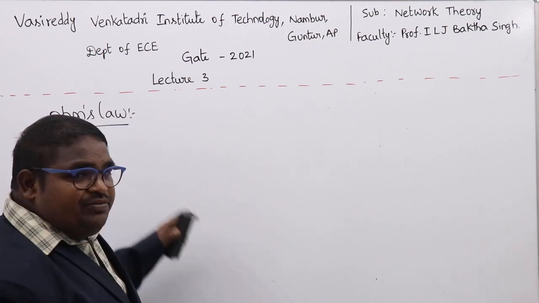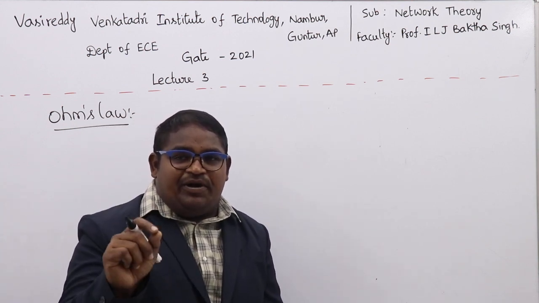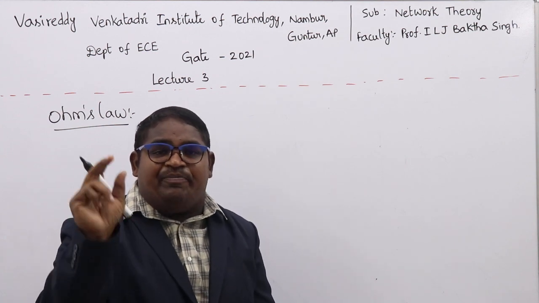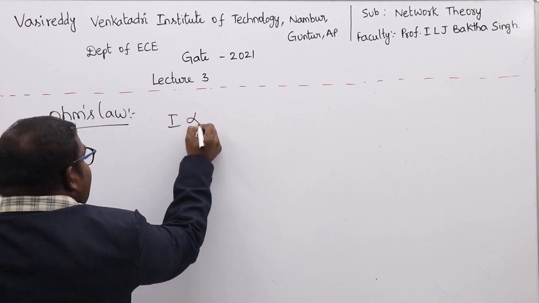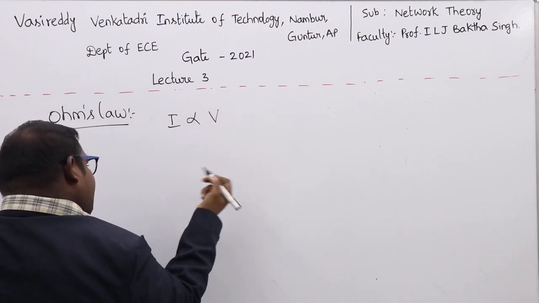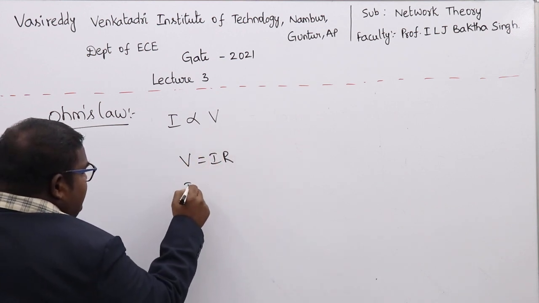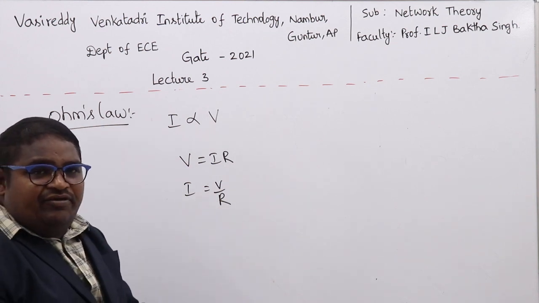So what is Ohm's law? At constant temperature, the current passing through the material is directly proportional to the applied voltage. That means I is proportional to V. Now we can write V is equal to IR, or I is equal to V by R.